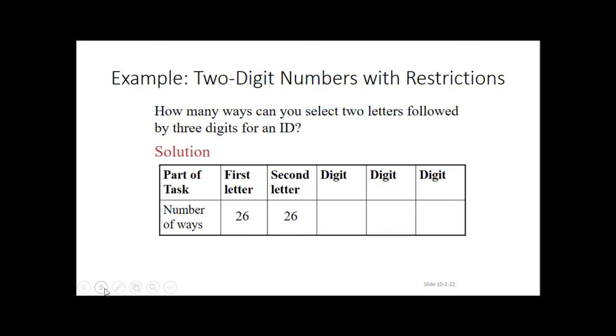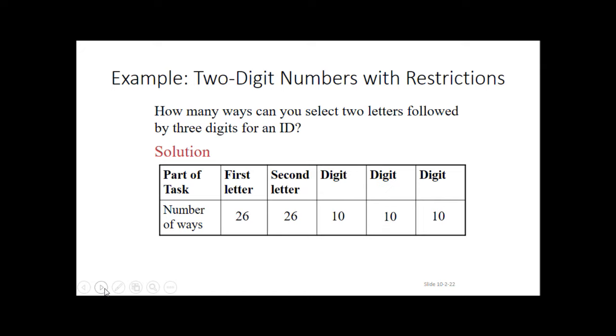And then digits. How many digits are there in our base 10 number system? There's 0, 1, 2, 3, 4, 5, 6, 7, 8, and 9. So 10 digits. And zeros are okay. They didn't say we couldn't use zeros. So there's 10 possibilities for each of the digits on the ID.